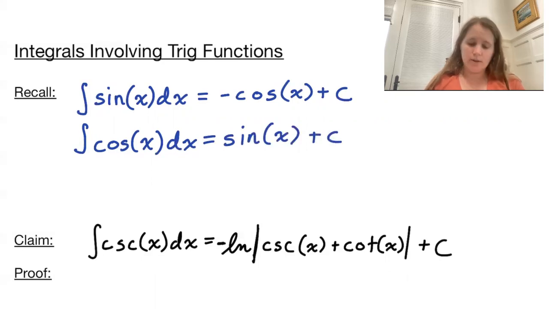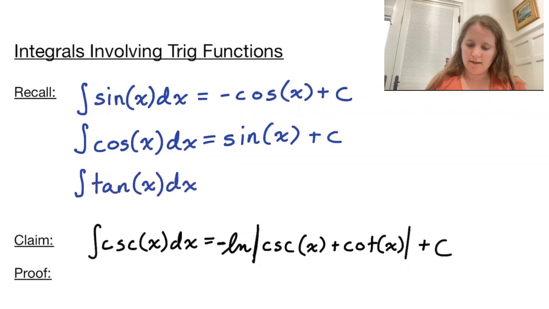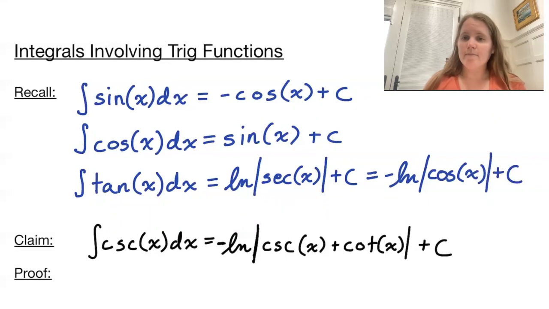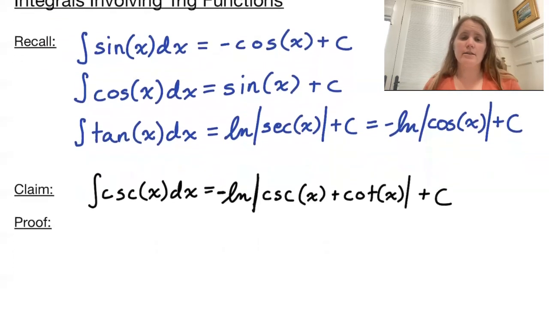And then in the last video, now that we have u substitution, we have also seen that the integral of tan x dx was equal to the natural log of the absolute value of secant of x plus c, which is equivalent to negative natural log of cosine of x plus c. So we already have these trig integrals. Now we're going to take a look at the integral of cosecant x dx.